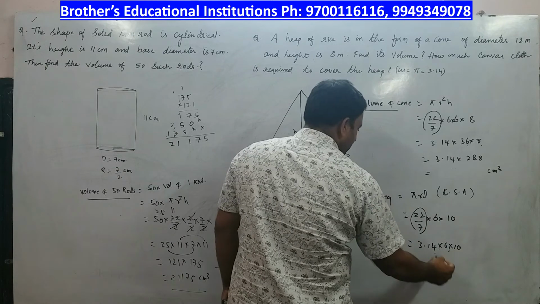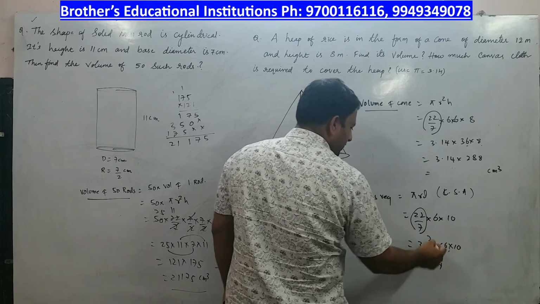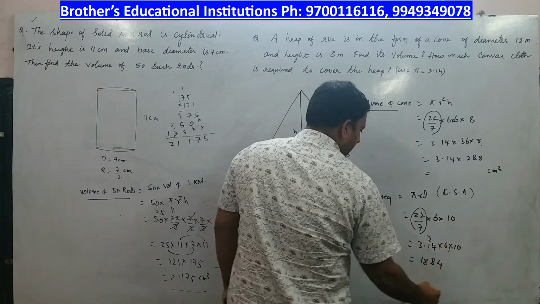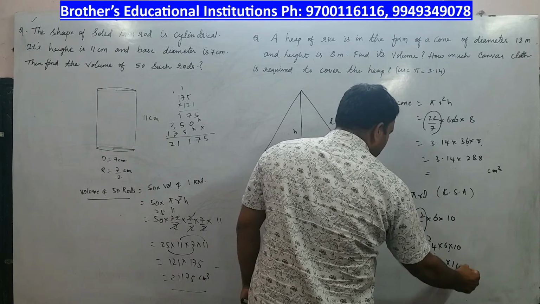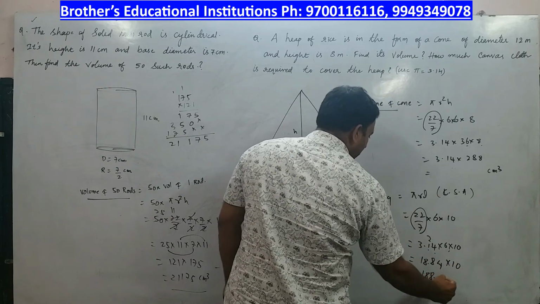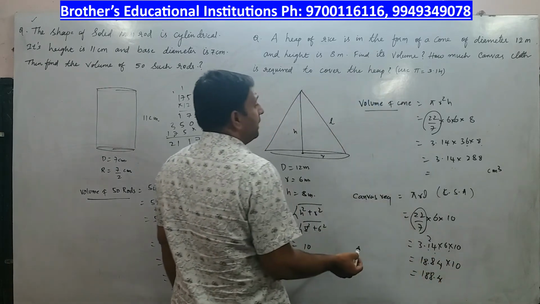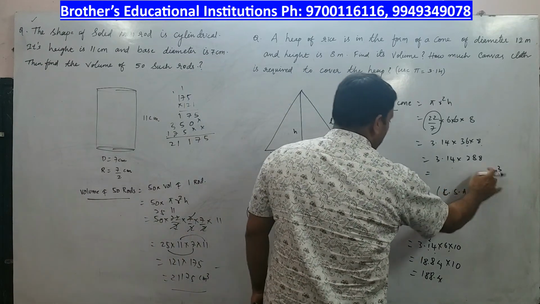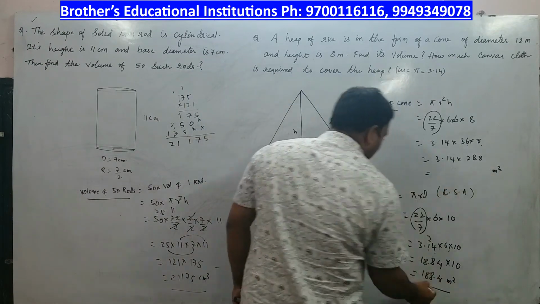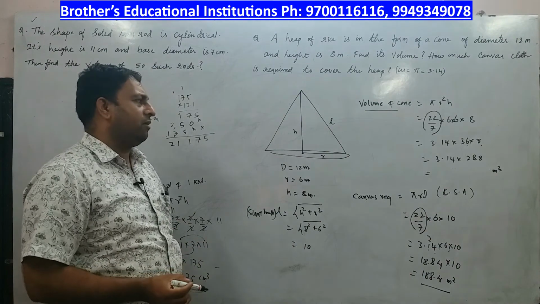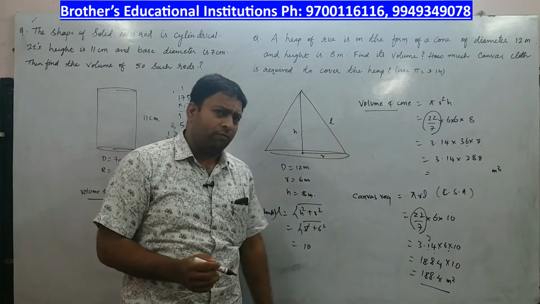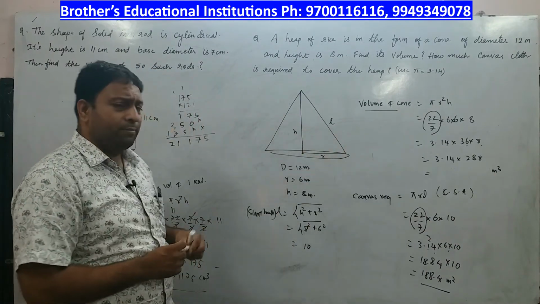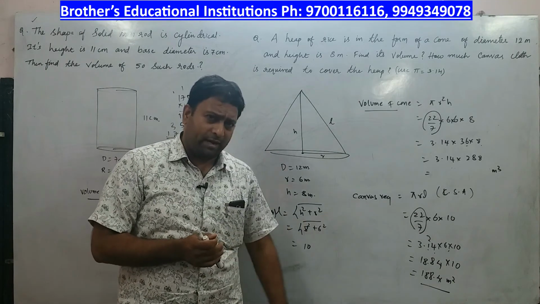I can write this as 6 fours are 24, 4 2 carry, 6 ones are 6 plus 2 is 8, 6 threes are 18. 18.84 into 10, or 188.4. Is it all centimeters? No, it is meters. So the volume is in meter cube, and here you have meter square of canvas required to cover that heap of rice.